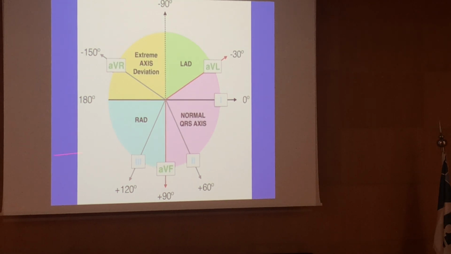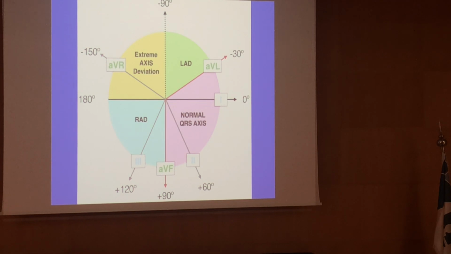For right axis deviation, is lead 1 positive or negative? Because this is the negative side of lead 1, it is negative. AVF, positive or negative? Positive. So they are facing each other, they are agreeing with each other. In this case, you don't need to look at lead 2. When lead 1 is negative and AVF is positive, we say we have right axis deviation. We don't need to look at lead 2. But for left axis, you have to look at lead 2 for confirmation.